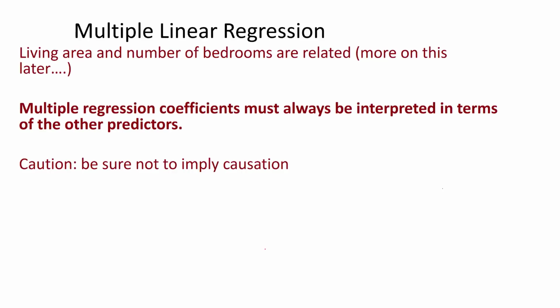Also, be sure that you don't imply causation. Just because variables are related does not mean that one causes the change in the other. Think about the example of snake bites and ice cream. They're highly correlated. As snake bites increase, so do ice cream sales. But does that mean that one causes the increase in the other? No. There's something else going on there, which is summer.